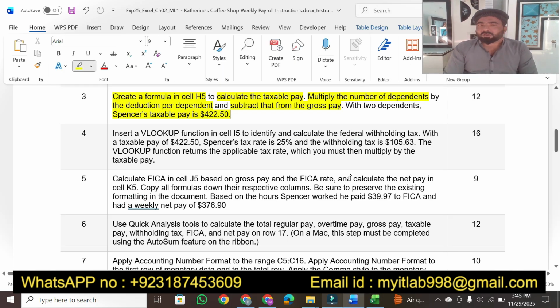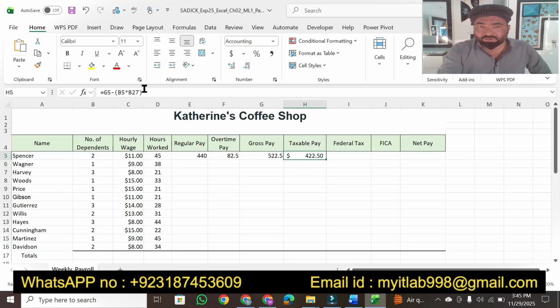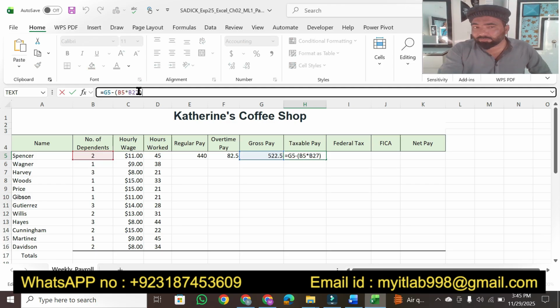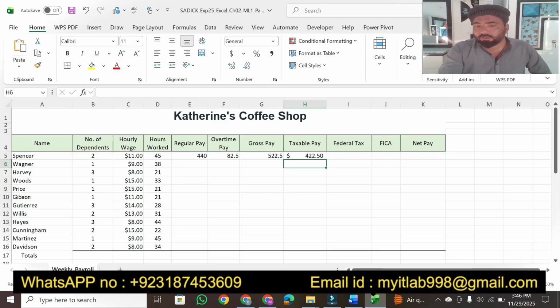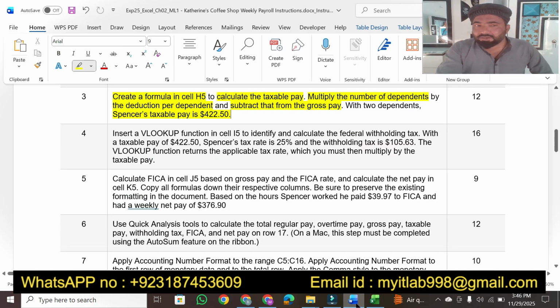So in question number 3, we have to create a formula in cell H5 to calculate taxable pay. And how can we find taxable pay? For that we have to multiply the number of dependents by deduction per dependent. After multiplying, we subtract that result from gross pay. Now you may compare this one. Here we first multiply both, then we subtract that from G5, gross pay. Okay, so question number 3 is done.